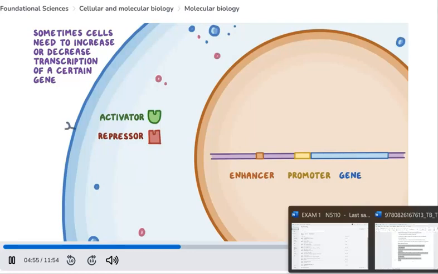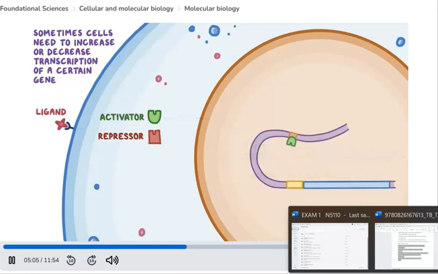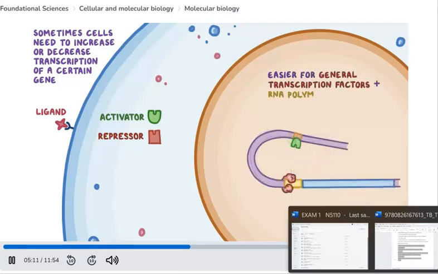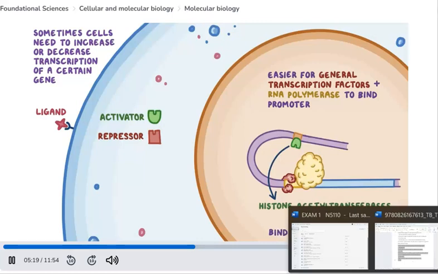So, if the right stimulus, a ligand, reaches the cell, it gets the activator to move from the cytoplasm into the nucleus, and it binds to the enhancer. Once the activator is bound to the enhancer, it can loop the DNA around in such a way that it makes it even easier for general transcription factors and RNA polymerase to bind the promoter region. In addition, activators help recruit histone acetyltransferases, which also promote binding of RNA polymerase and transcription.